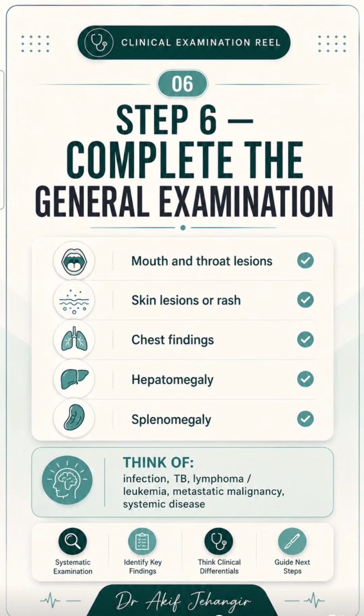Now complete the general examination. Look for mouth and throat lesions, skin lesions or rash, chest findings, hepatomegaly, and splenomegaly. At the bedside, this should make you think of infection, tuberculosis, lymphoma or leukemia, metastatic malignancy, and systemic disease.